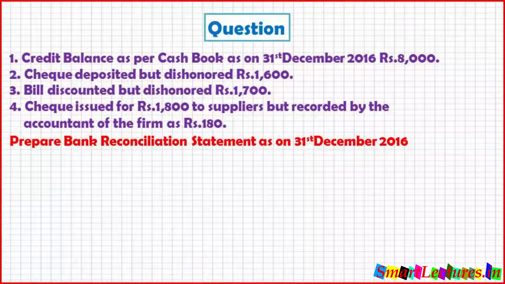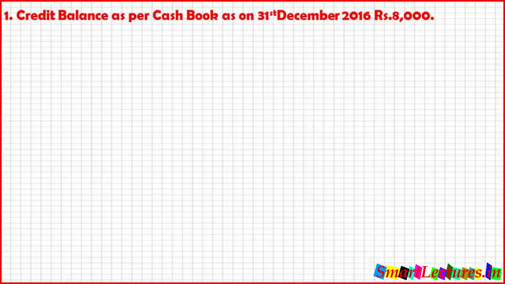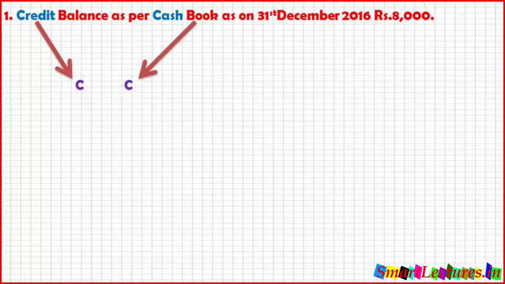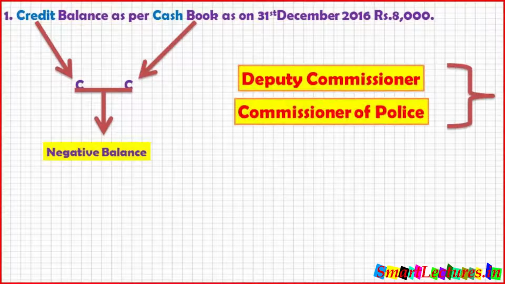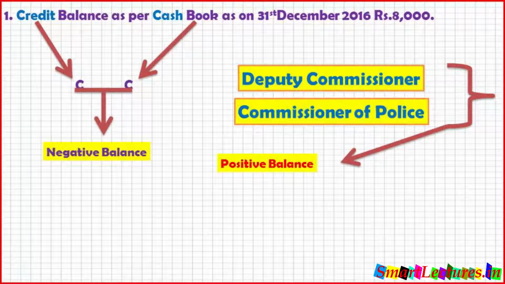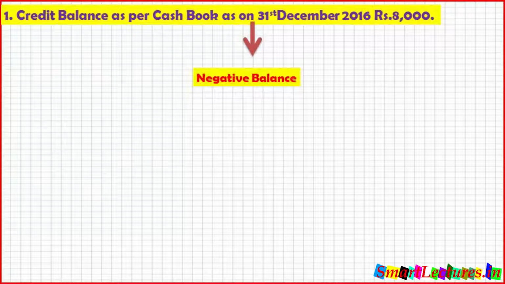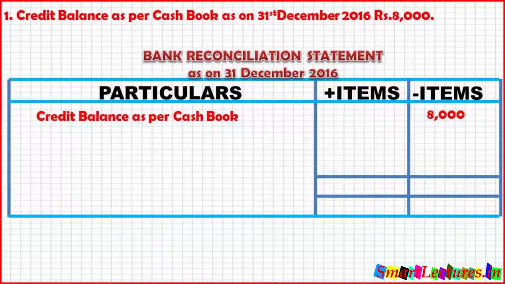So first item, credit balance as per cash book. C from credit and C from cash book. CC. CC means negative balance. You know, Deputy Commissioner and Commissioner of Police, they are positive balance, and CC is naturally negative balance. This CC and BC and DC I have already explained you in my previous episode. So credit balance as per cash book is always negative balance. So that will be shown on the minus side. Credit balance as per cash book as on 31st December 2016, 8,000 in minus items.